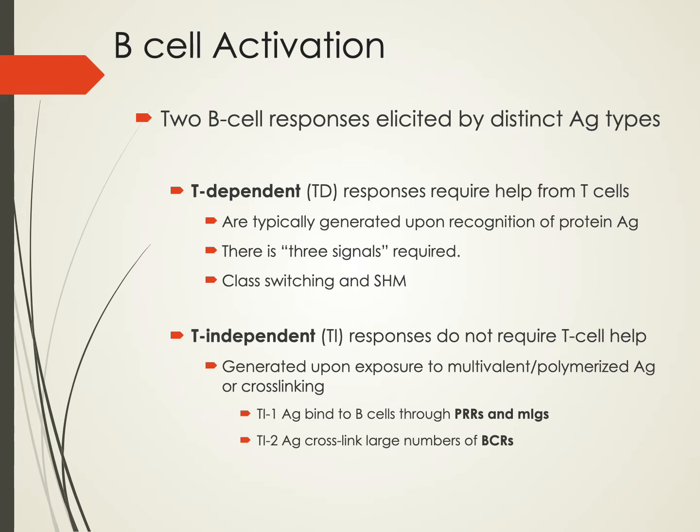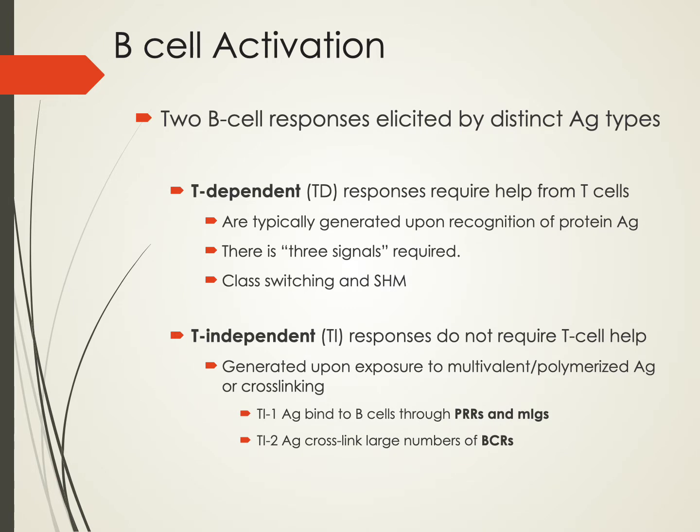So T-dependent activation of B cells is usually with protein antigens. So it's usually the method that's utilized. For protein antigens, you usually require T cell help in order for the B cell to respond to it. There are going to be three signals for T-dependent activation.